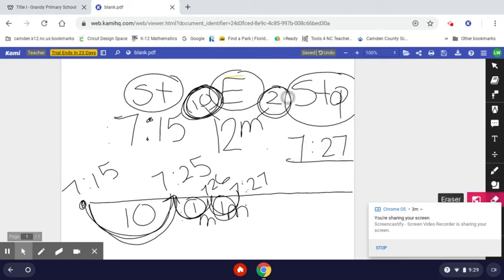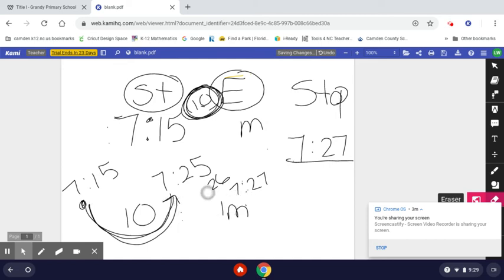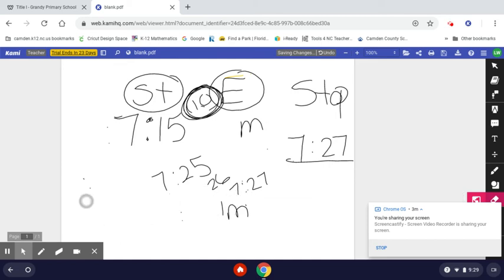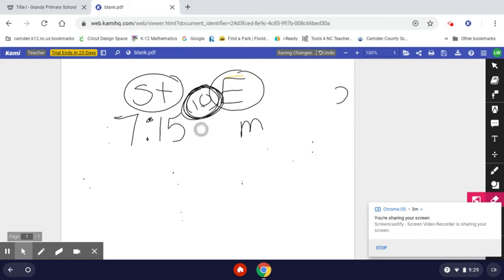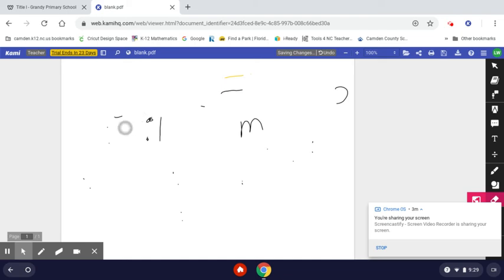Let's do one more. And I wish my eraser would act a little nicer today. It's acting silly. So I may not get all of it off, but I'll get most. So we can start over.